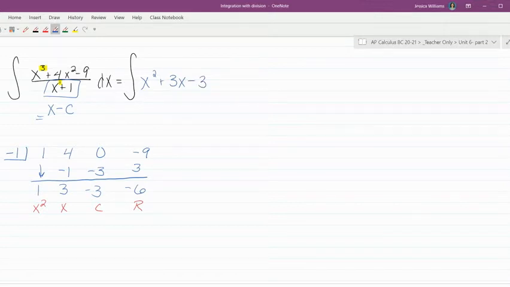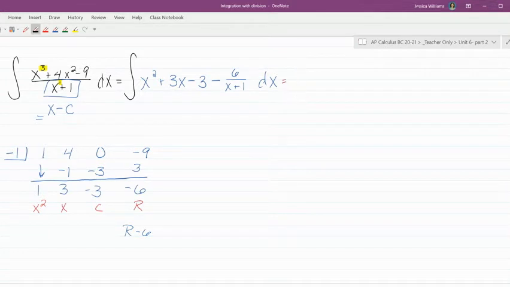And then, we're not in 4th grade anymore where we say remainder -6. We're going to have minus 6 over x plus 1. And that is the new integrand for us to integrate. Hooray, it's much easier. So here we go. These are just power rules, these first 3 terms.